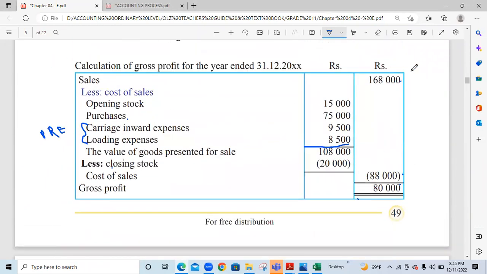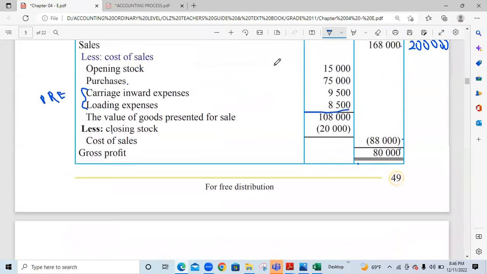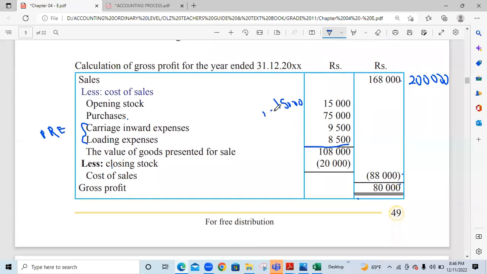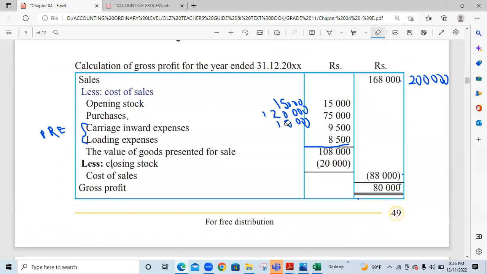So how much is the sales? Sales is 200,000. So you will say sales 200,000. Someone tell me how much is the opening stock? 15,000. Same like that. How much is the total purchase? 120,000. How much was the carriage inwards? 7,000. Loading expense? 6,000.